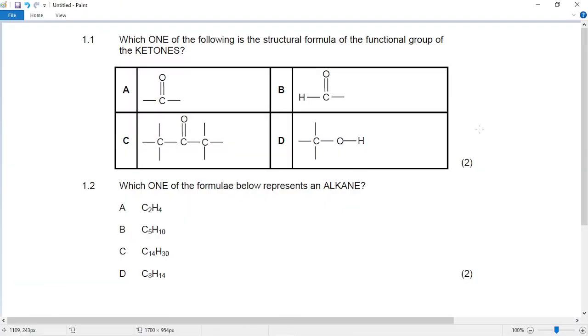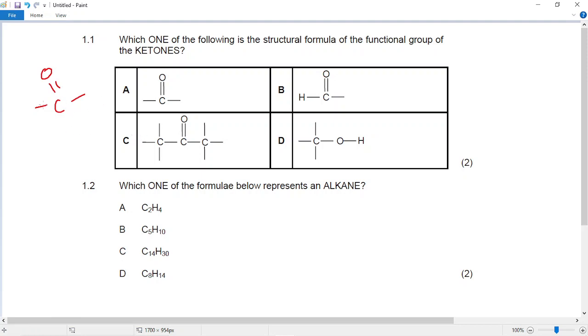Okay, so this is the November 2018 paper 2 for the Matric chemistry. It says, which one of the following is the structural formula of the functional group of the ketones? So the important thing to remember with the ketones is you can see we've got carbon double bond oxygen, okay, which is what we have to look for with the ketone.